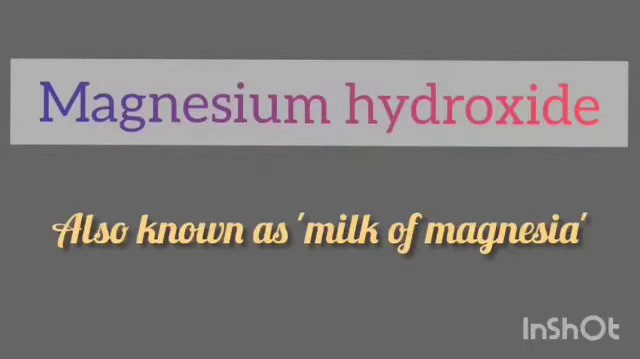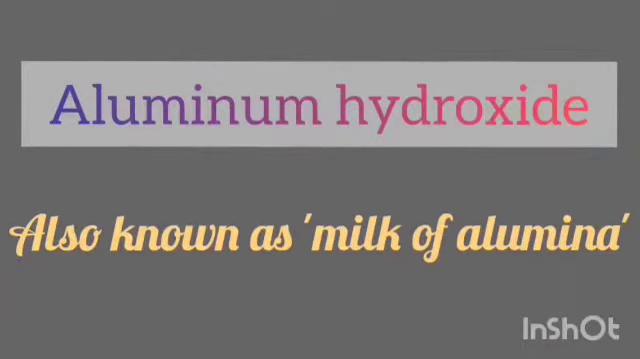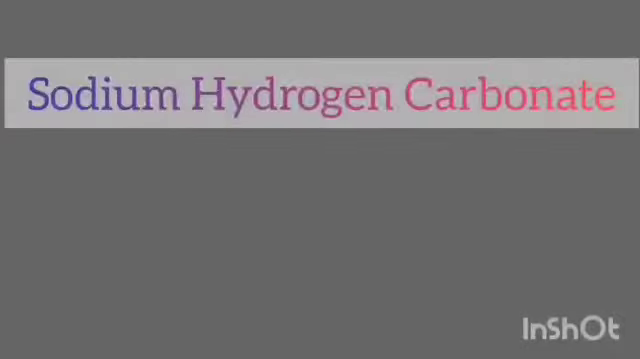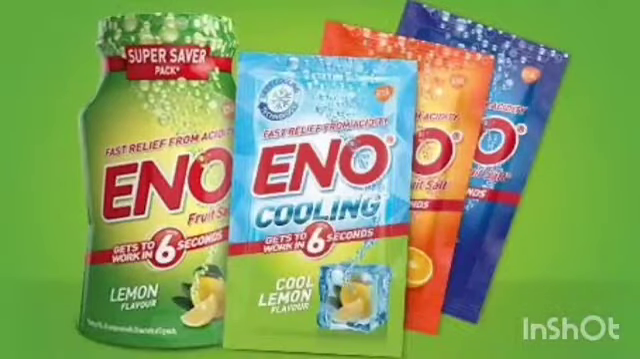To treat the gas problem, indigestion, stomach ache, we use mild bases. Remember the names of those bases? One is magnesium hydroxide. It is also known as milk of magnesia. And second is aluminium hydroxide. It is also known as milk of alumina. The third one is sodium hydrogen carbonate. It is called baking soda, and it is available in the market under the name Eno. You are familiar with it, I think. So these mild bases, weak bases, are given in order to treat acidity in the stomach.